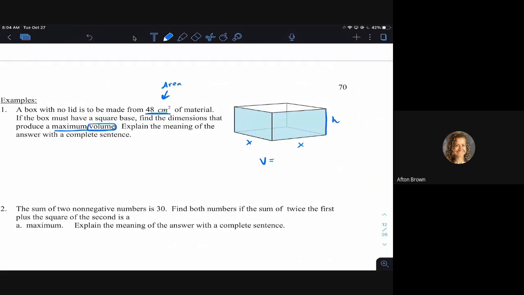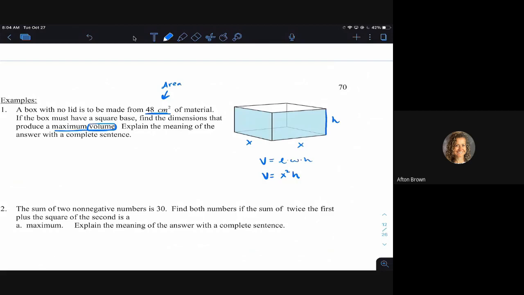What's the volume of any box? What's our rule? Length times width times height, right? Good. And so length times width, that's x times the height. So it's reasonable to say the volume of this box is x squared times h.